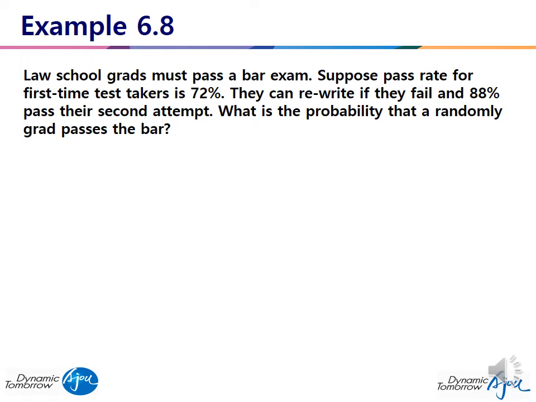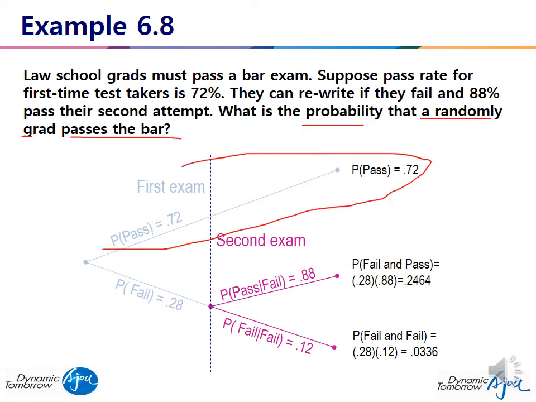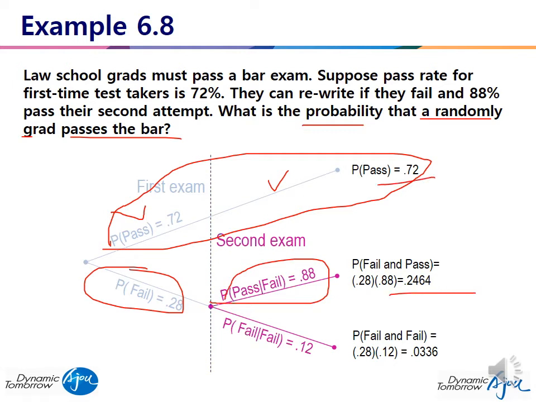So let's see. This is the probability tree. Then the question is the probability that a randomly selected graduate student passed the bar exam. So this one, first pass, or first fail, second pass, right? Then you should add these two. Is that right?